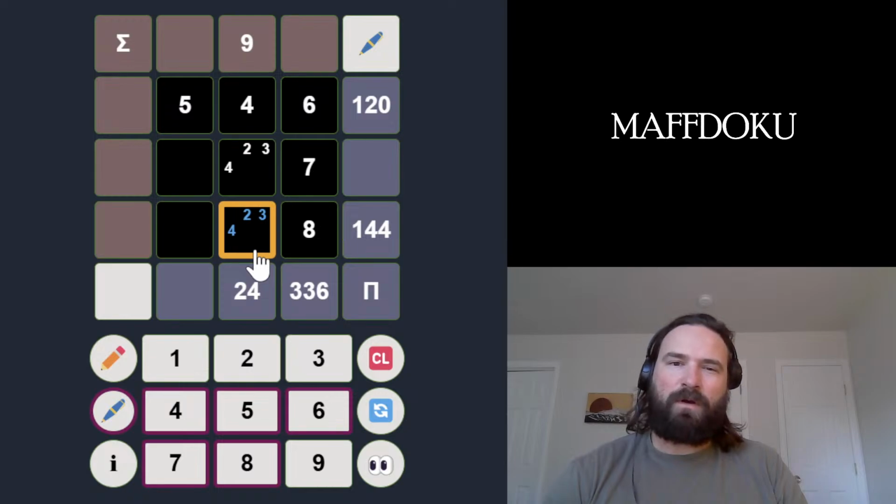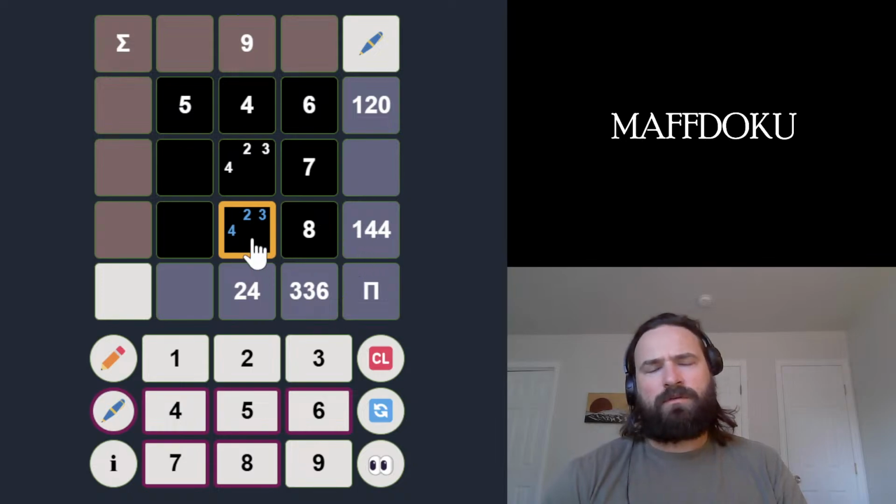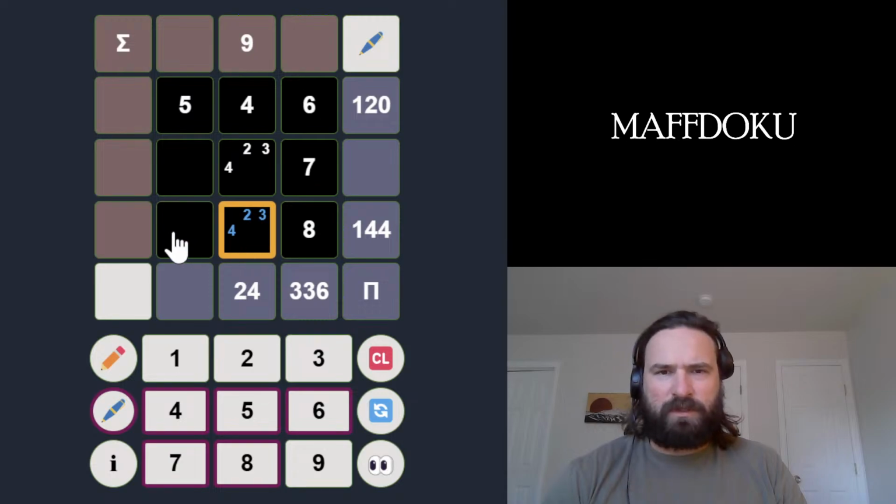No, this can't be a 4, right? That's too many 2's. Because if it was an 8 and a 4, that would be 2 to the 5th power, which doesn't go into 144. So this has to be a 3 or 2. And I can probably get more specific than that.